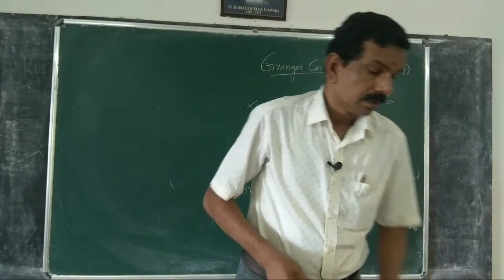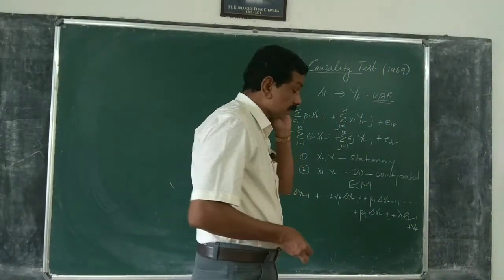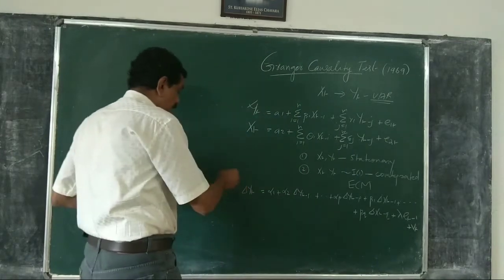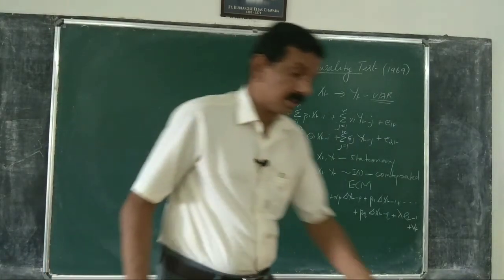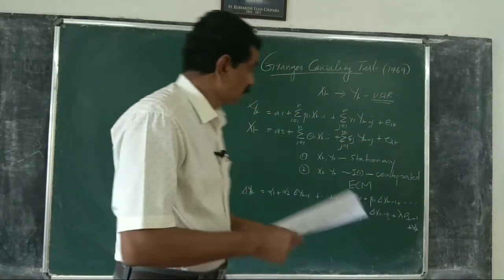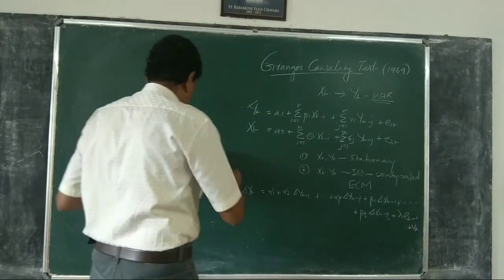Now, there are two sources of causation on y. One is lagged values of xt.